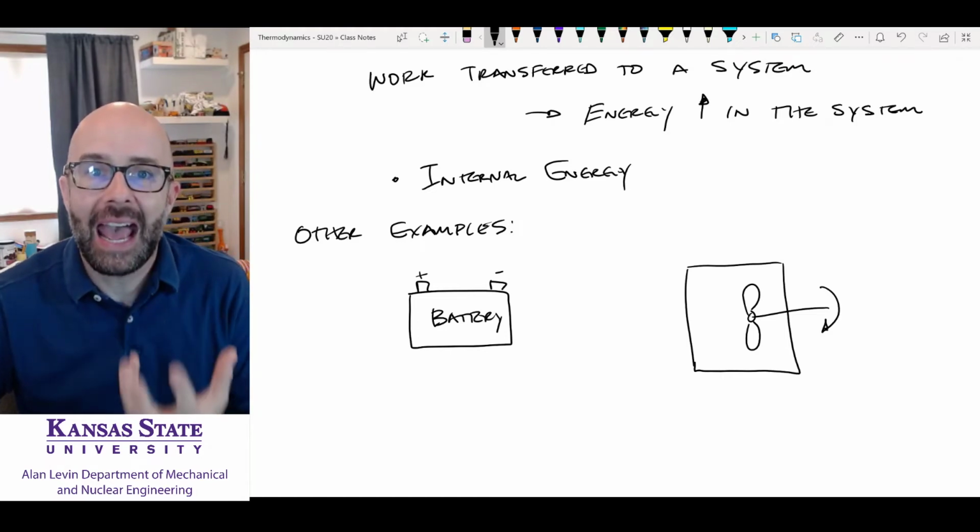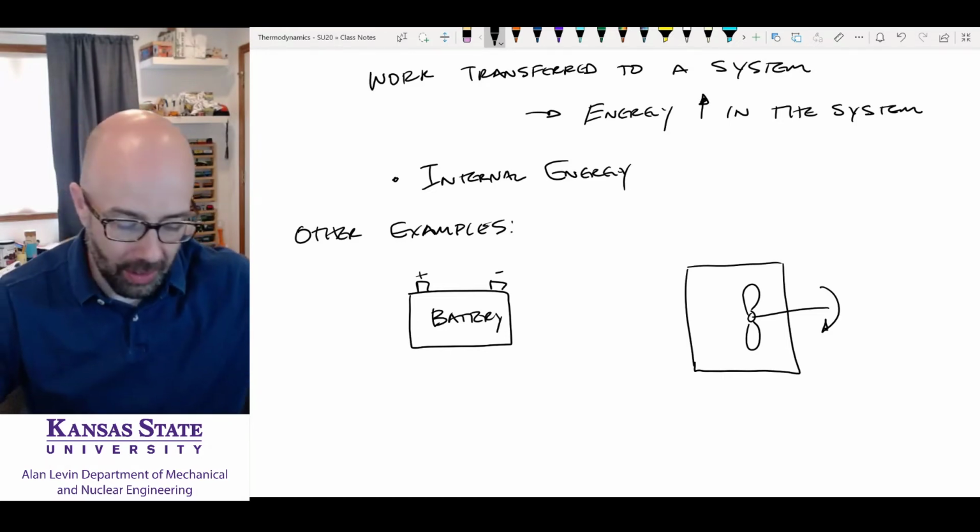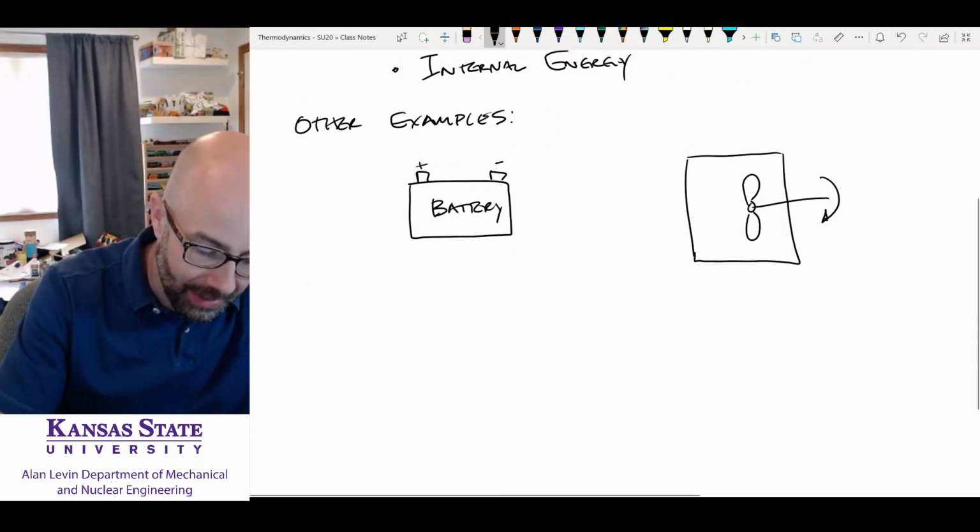So we have to add this idea of internal energy to our understanding here. What I'm going to say here is delta E, and this is the overall change in energy.